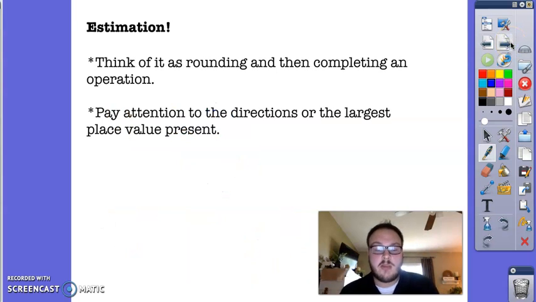Next, we're going to talk about estimation a little bit. And the reason we do them together is because you need to round in order to estimate. And as long as you have rounding down, estimation's very easy. So again, just think about estimation as rounding and then completing an operation. And whenever I'm talking about the operations, I'm talking about multiplication, division, addition, and subtraction. Following that, just pay attention to the directions or the largest place value present. You got to think a little more with it.